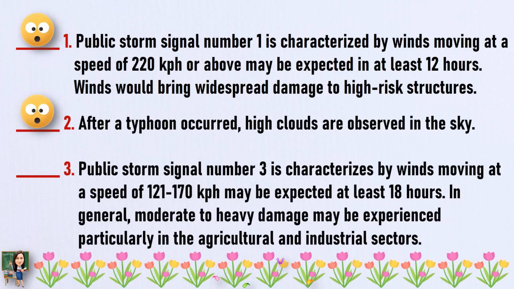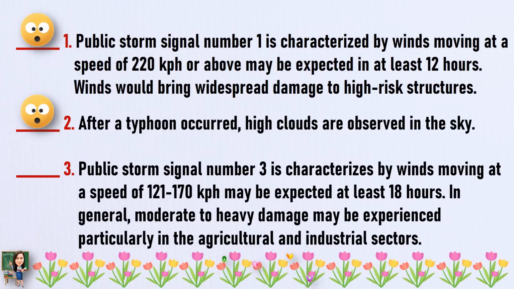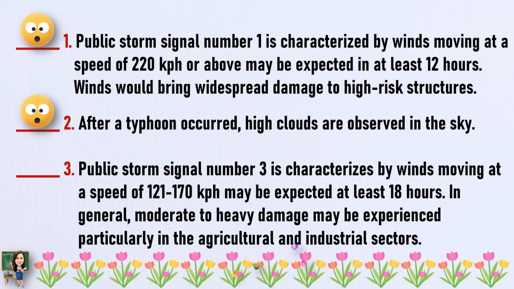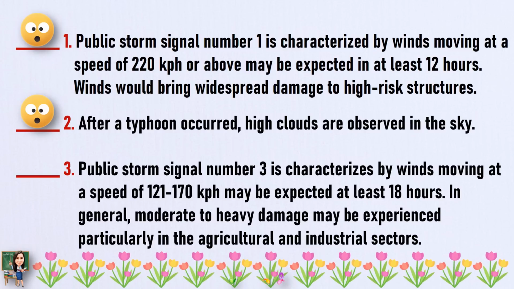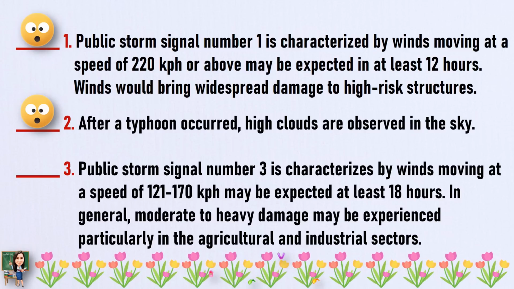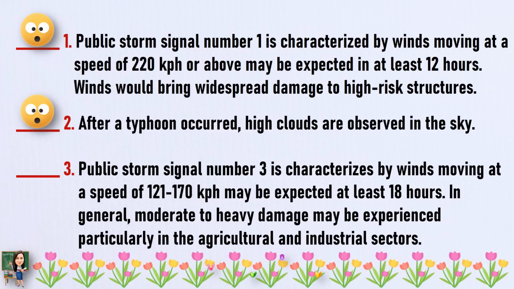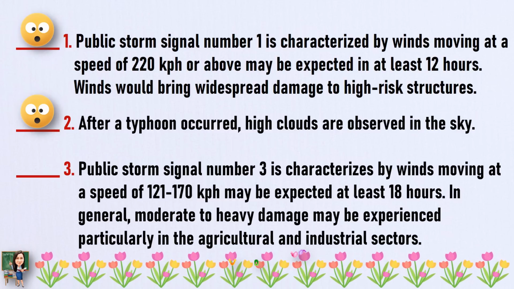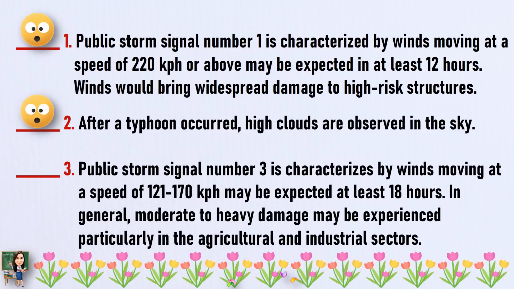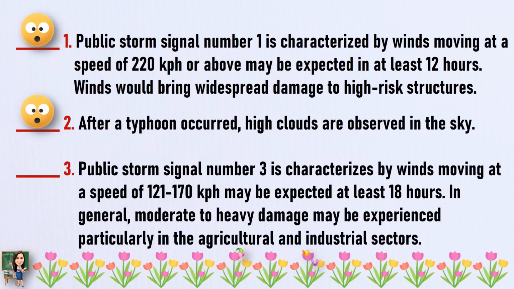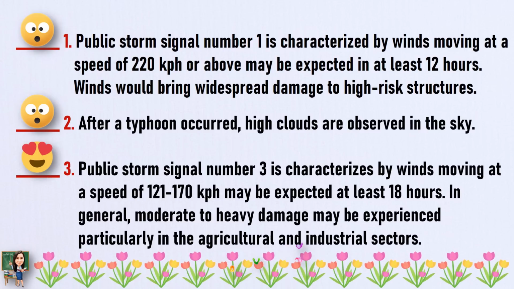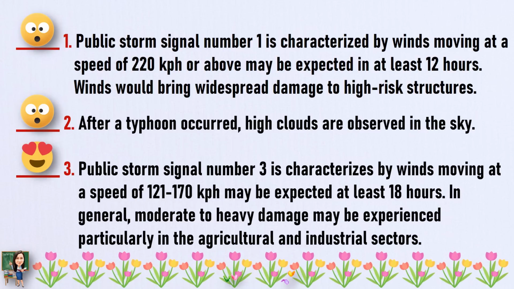Number 3. Public storm signal number 3 is characterized by winds moving at a speed of 121 to 170 km per hour. May be expected at least 18 hours. In general, moderate to heavy damage may be experienced particularly in the agricultural and industrial sectors. Is it true or false? Very good. The answer is heart emoji, means true.